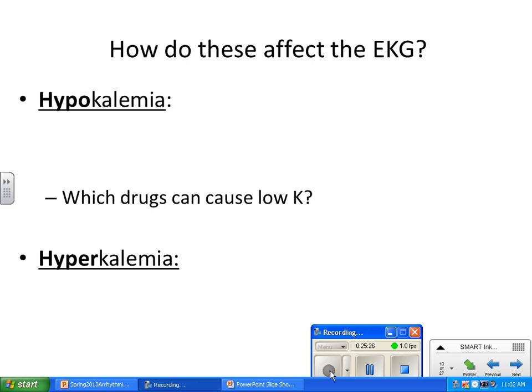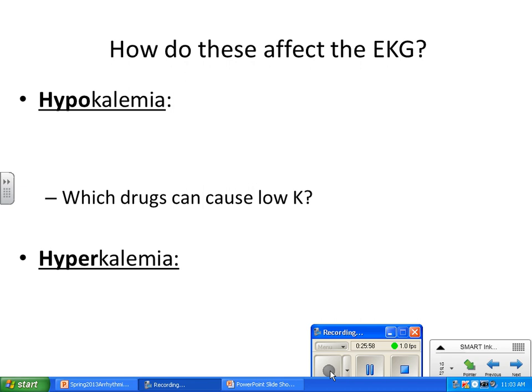So hypokalemia, we kind of already talked about that a little bit. It increases ventricular irritability, can cause PVCs, and at worst, VTAC or VFib. So what drugs specifically are we going to be worrying about? Our diuretics, our loop diuretics, our thiazide diuretics. And increased digitalis toxicity is going to be an issue if they become hypokalemic. Remember, we talked about that whole interaction with hypokalemia, dig, and Lasix.